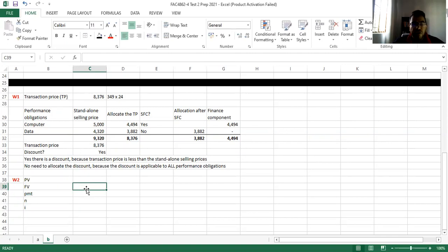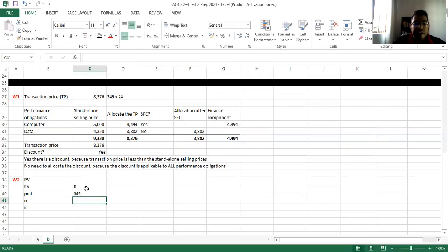So remember, your future value is the lump sum payment at the end of the period. There's no lump sum payment at the end of the period, so that's going to be 0. I'm going to work on a total basis, so the full 349, for the phone and for the full premium. So the monthly payment is 349.